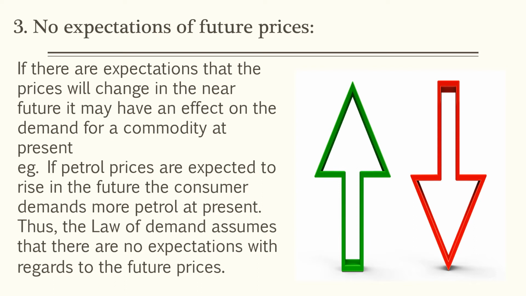Let us take the same example of petrol again. If we expect that prices tomorrow will rise and prices today are quite high, still we will demand more of petrol now in the present because we expect that prices in the future are going to rise even further. So if the law is to be true, that at higher prices less is to be demanded and at lesser prices more is to be demanded, then we must have no expectations of future change in prices.